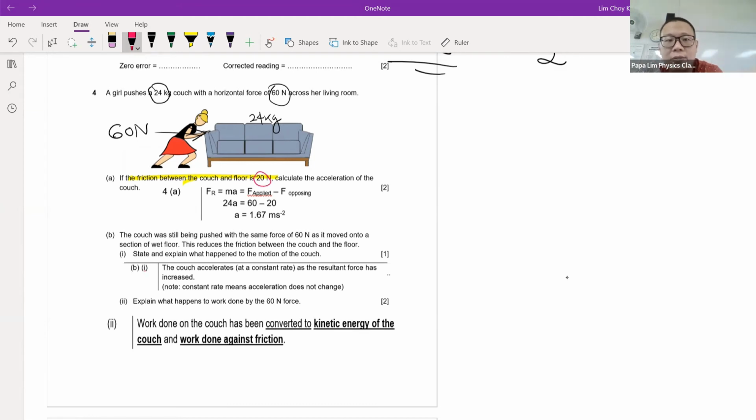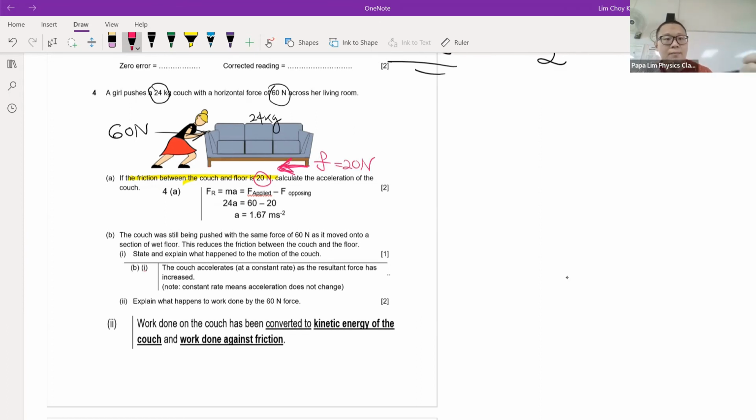The contact surfaces will be at the legs of the sofa. So I'll just summarize all the friction by all the legs. It could be a 4-leg sofa, so all the friction will be at the legs. It will be governed by this force. Friction is equal to 20 Newton. Remember, where I draw the friction, it should be drawn at the contact surfaces.